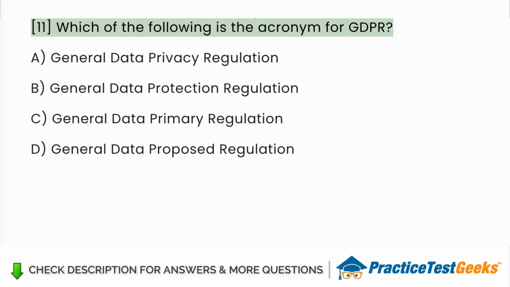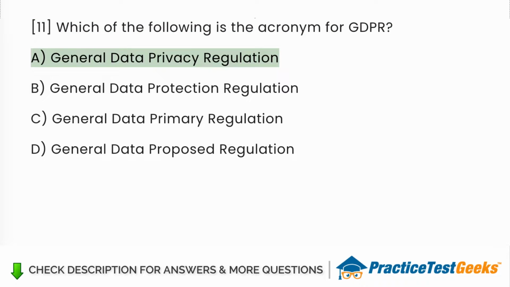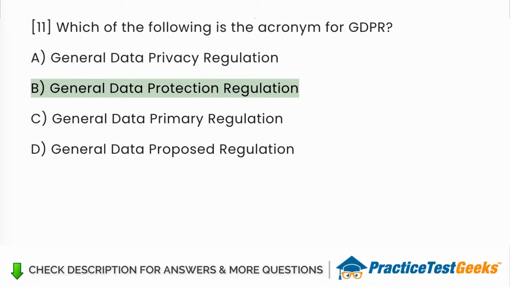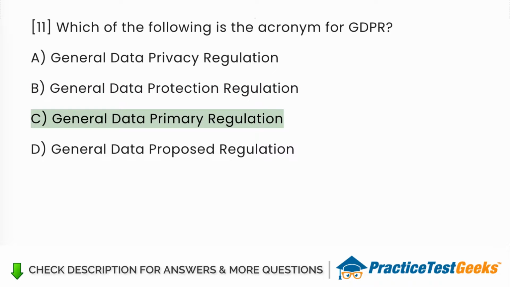Which of the following is the acronym for GDPR? A. General Data Privacy Regulation. B. General Data Protection Regulation. C. General Data Primary Regulation. D. General Data Proposed Regulation.